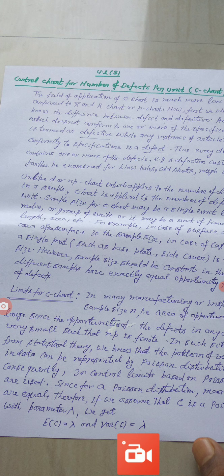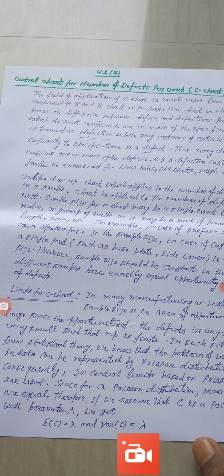However, sample size should be constant in the sense that different samples have exactly equal opportunity for the occurrence of defects. So it is important that the sample size should be constant. It should not be variable, so that each unit may have equal chance of occurrence.